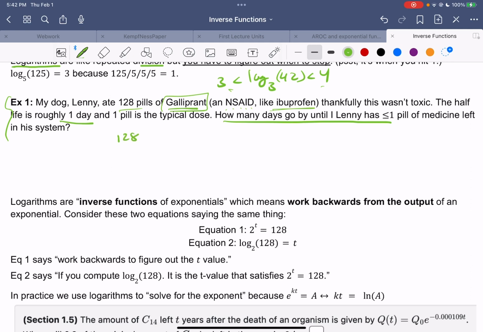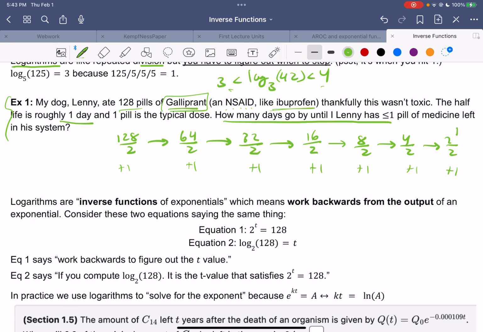You could do 128 divided by 2. That's 1 day going by, okay? And you'll get 64. And you divide it by 2. Another day goes by, okay? And you get 32. And another day goes by. Each division by 2 is a day. So this is a +1, +1, +1. And so now he's down to 16 pill equivalents. And whoop, then he's down to 8 pill equivalents. Then he's down to 4 pill equivalents. Then he's down to 2 pill equivalents. So +1, +1, +1.